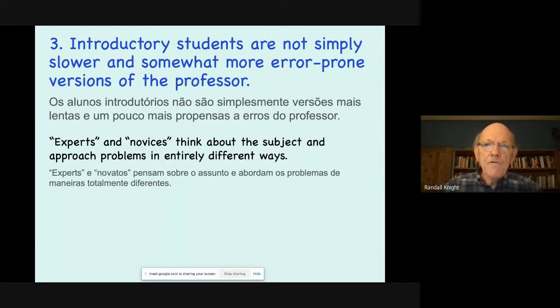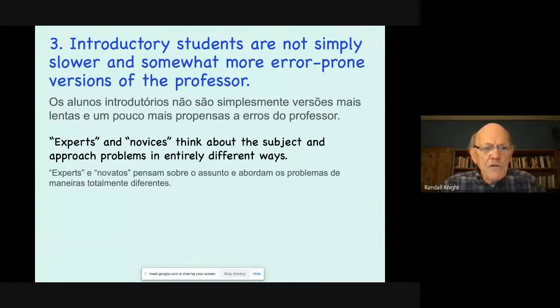Another very important finding is what psychologists particularly like to call the difference between experts and novices. Students in introductory physics are novices or beginners, and physics professors are experts. And it's not that the novices just make a few more mistakes and can't work quite as quickly. Novices and experts actually think about the subject in very different ways.